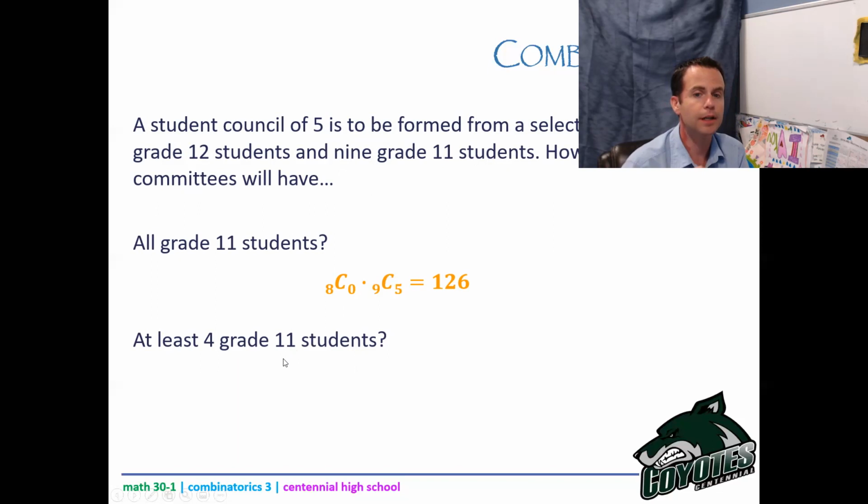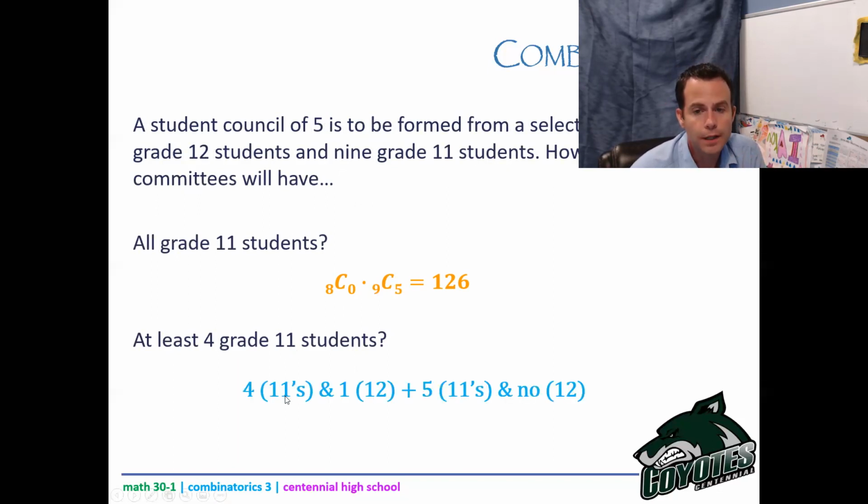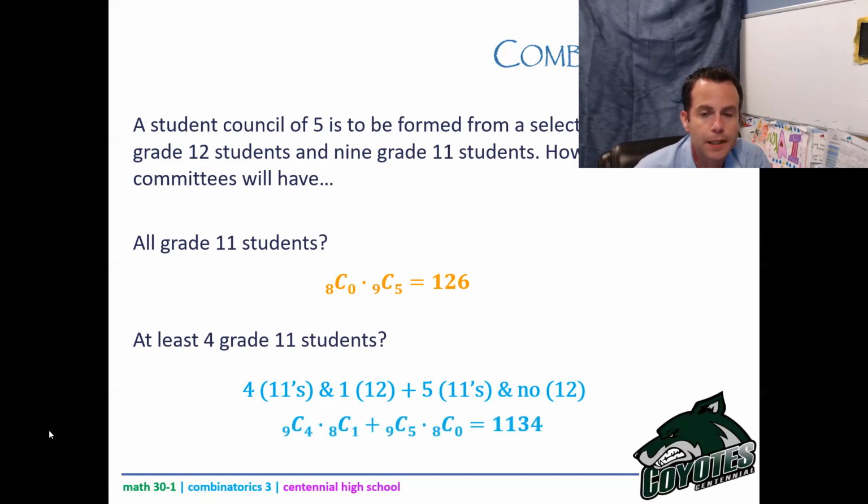At least 4 grade 11 students. Well, I can only have a committee of 5, so that's 4 grade 11 students or 5 grade 11 students. That's what at least means, right? So 4 11s and 1 12, or 5 11s and no 12s is essentially what we're going for. So that would be 9 choose 4, because there were 9 grade 11s, and then 8 grade 12s, and I'm choosing one of them.